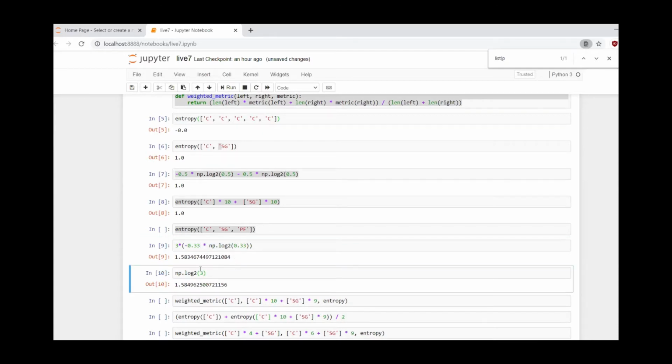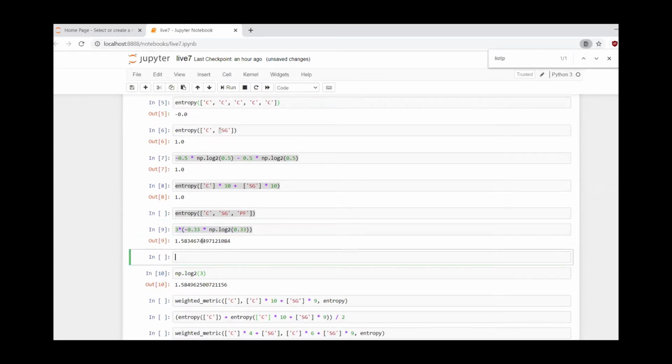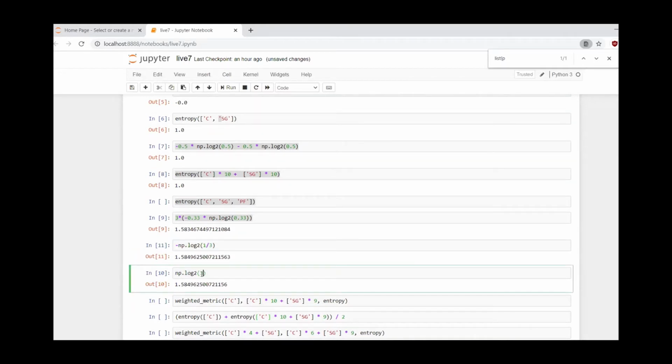One thing to note is if you're not comfortable with log rules, one thing to recall is if I do np.log base 2 of 1/3, or negative of that, that's the same thing as np.log base 2 of 3, because what the log rule says is I can move this negative inside the logarithm, but invert what's inside the logarithm, basically.